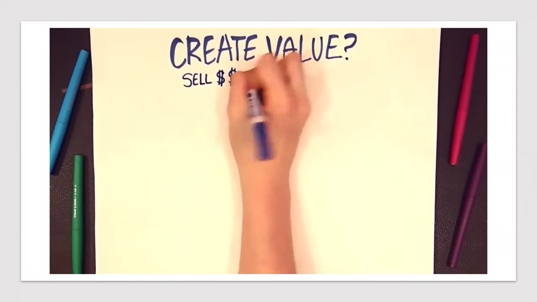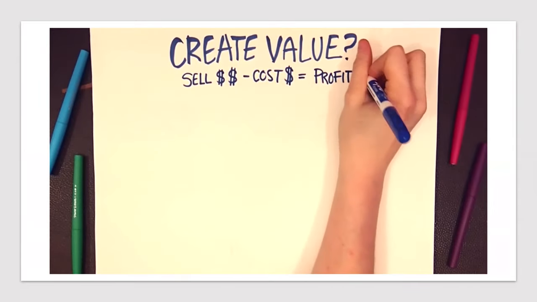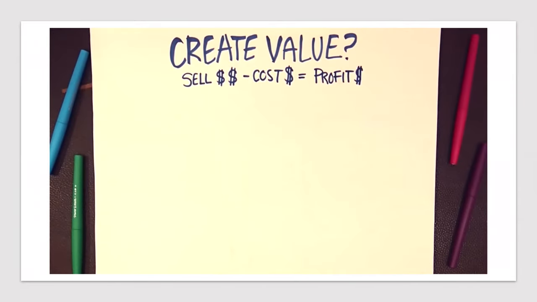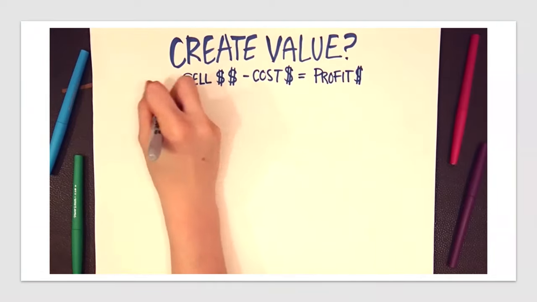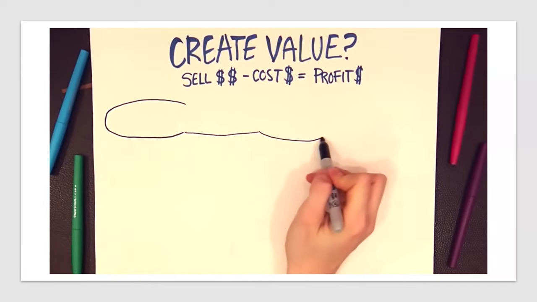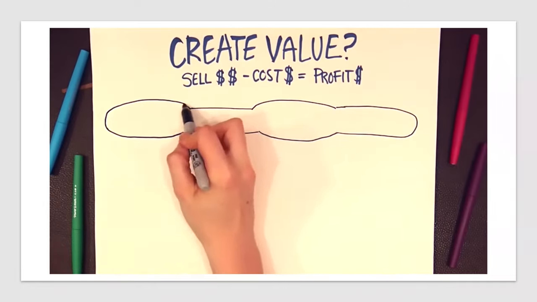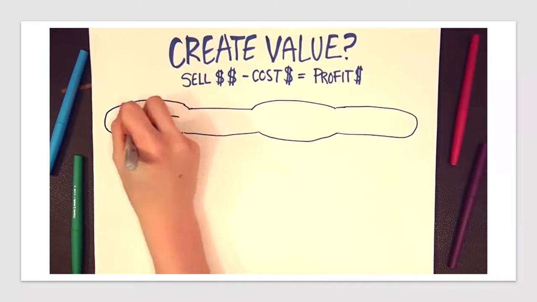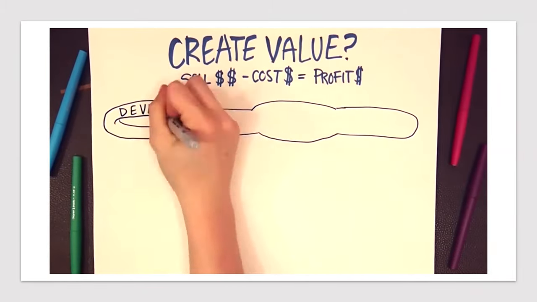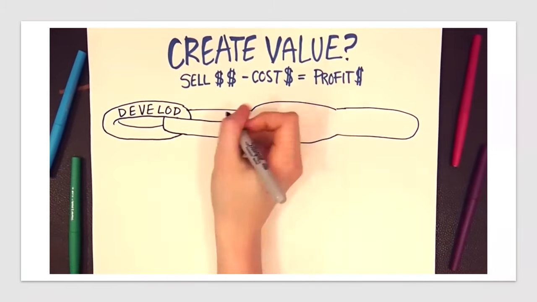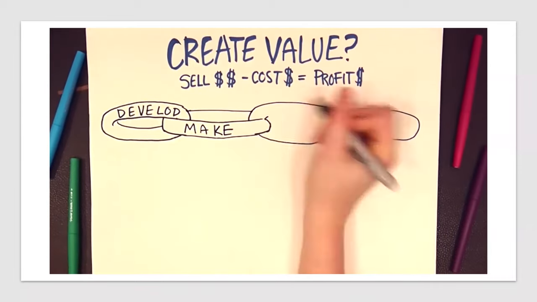Value or profit is selling a product or service for more than it costs to make. More money comes in than goes out. The difference is called a profit. If you can sell something for $5 and it costs you $2 to make, then that's a good business with $3 profit. There is a whole chain of events to create the product. Break down a business into its four simplest processes: develop, make, tell, sell.